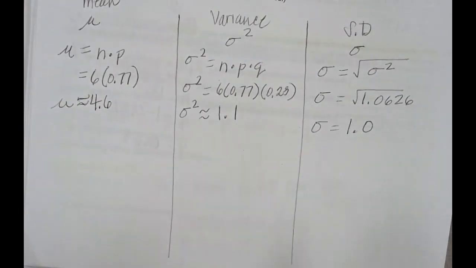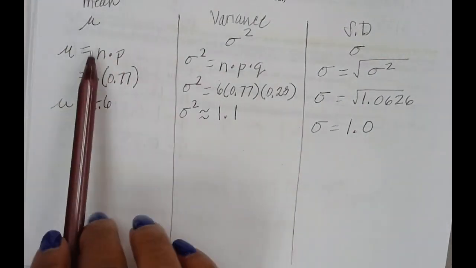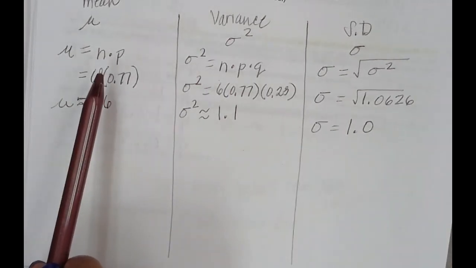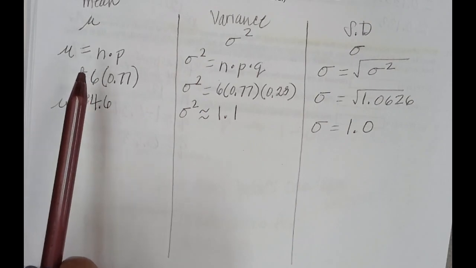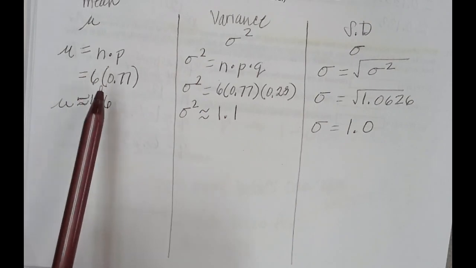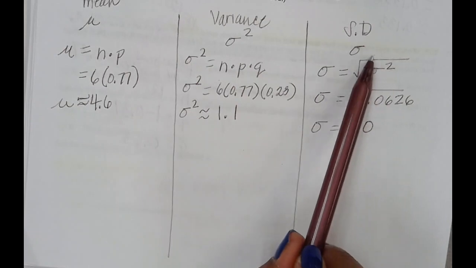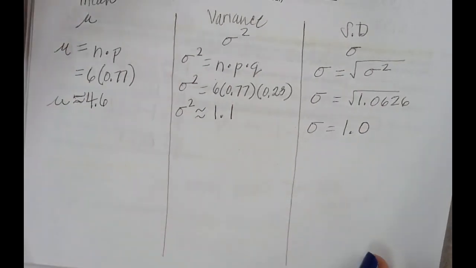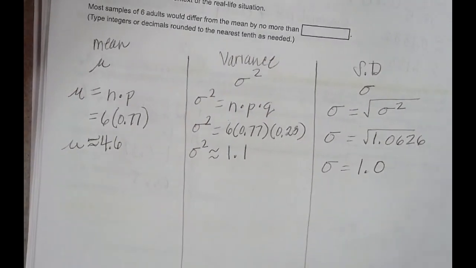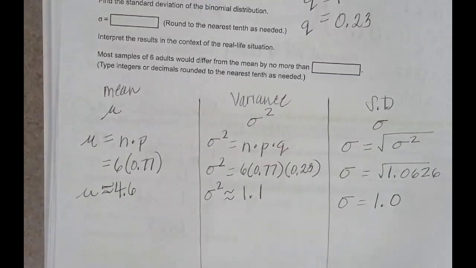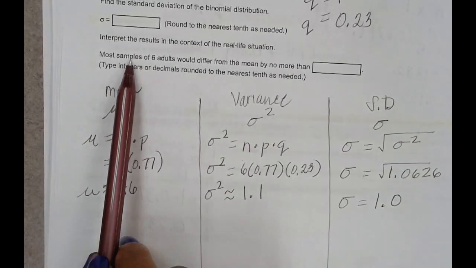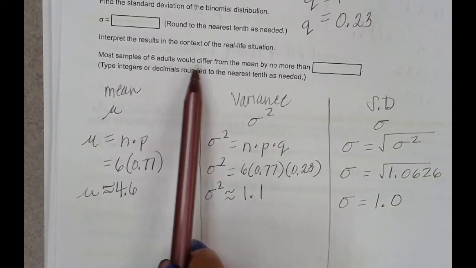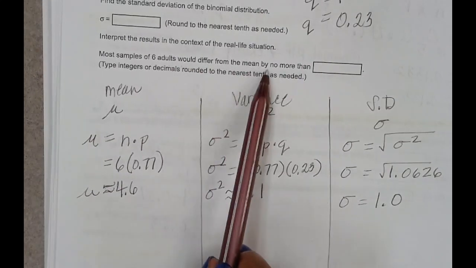Okay, so we found the mean of a binomial distribution. Remember, the formulas are different if it says the probability distribution. We use a different formula for the mean, the variance, and the standard deviation. Now we're asked to interpret our results. Let's look at the next part, this bottom portion. Most samples of 6 adults would differ from the mean by no more than blank.